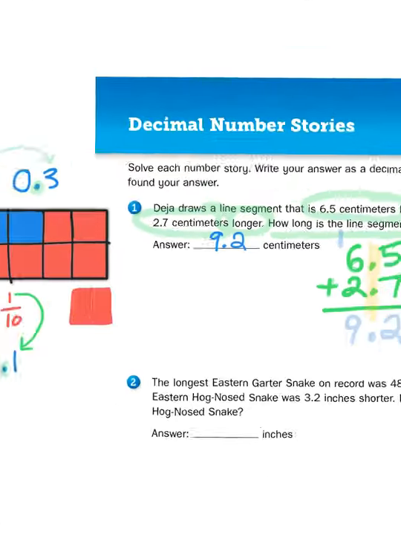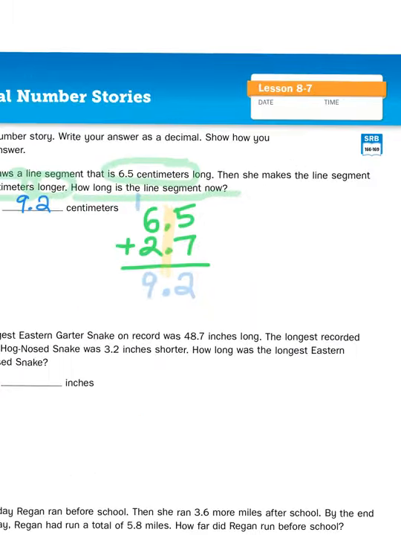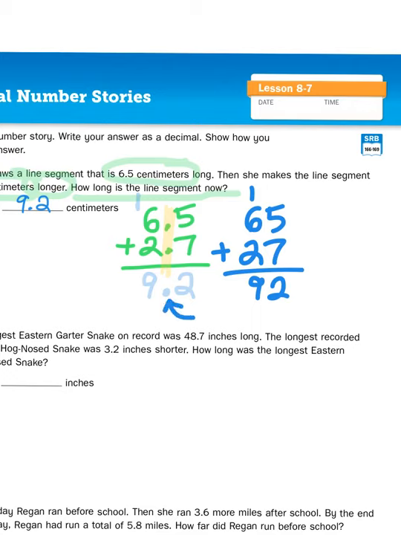Now, the way I approach adding 6.5 and 2.7 would be the same way I would approach the same numbers if they were whole numbers. Oops, not 67, it's 65. If I was adding 65 plus 27, I'd do it the same way. 5 plus 7 is 12, carry the 10, 10 plus 60 is 70, 70 plus 20 is 90. So without the decimals, it would be 92. Well, 92 centimeters is a far different amount than 9.2. So that decimal point right there makes all the difference in the size of the answer.